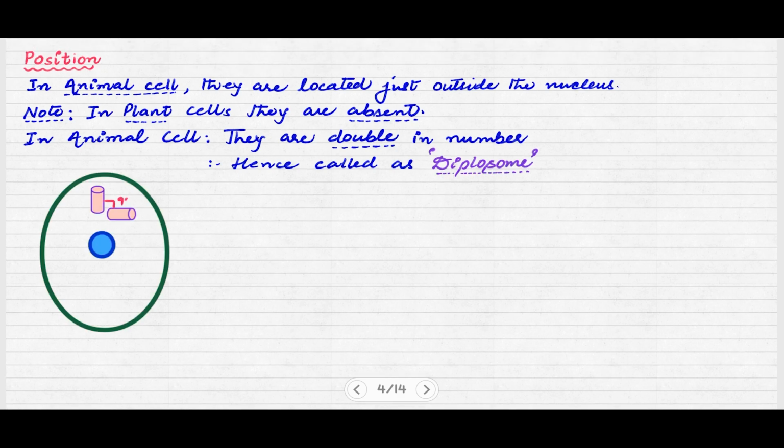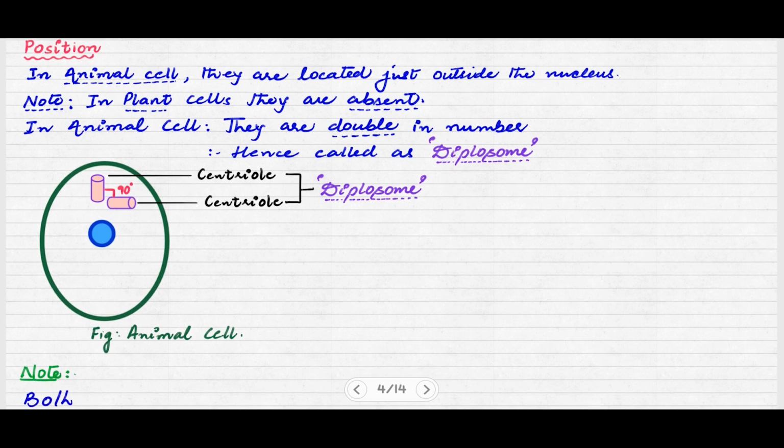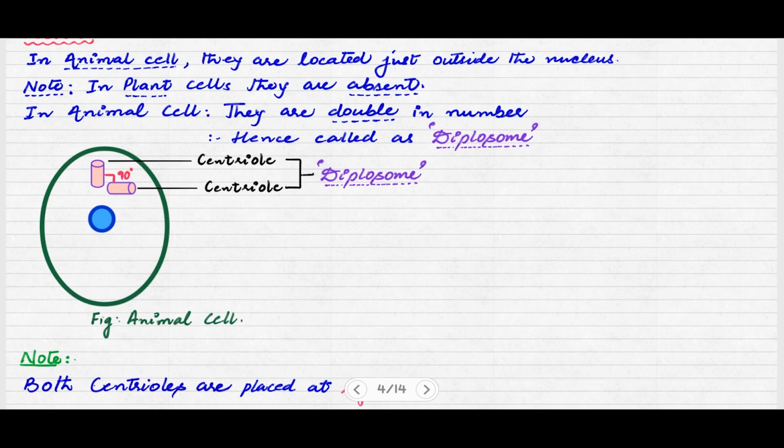You can see the diagram of the animal cell in which there are two centrioles. These two centrioles are together called as diplosome. Note, both centrioles are placed at right angle to each other.